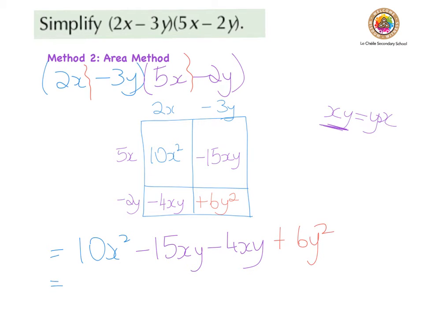And then lastly, just to tidy it up completely, I'm putting my like terms together. I have 10x squared minus 15xy minus 4xy. Well, how many xy is that? It's the same sign, so I'll add and I'll keep the sign. So that's a minus sign first of all. And 15 and 4, well, that gives me 19xy. And so here I have plus 6y squared. And that's my answer.